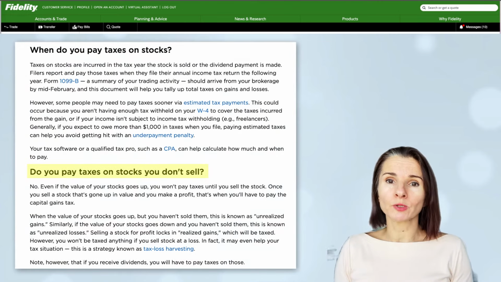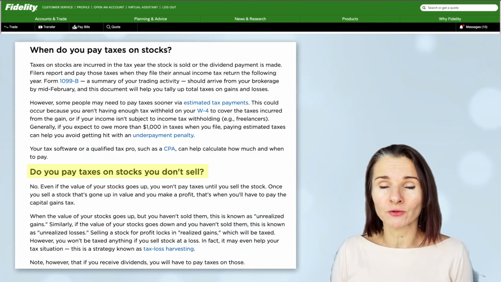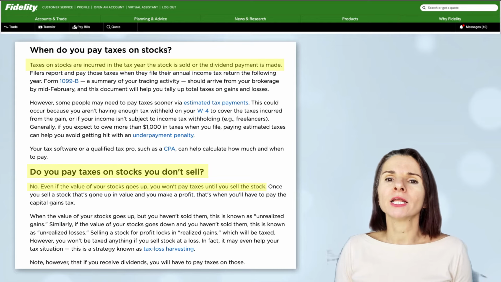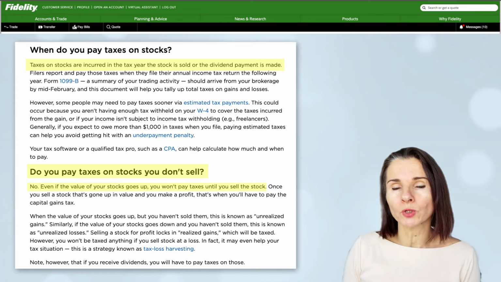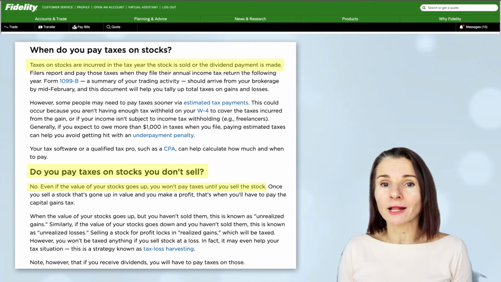Do you need to report stock or mutual fund purchases on your taxes? No. Fidelity provides a summary of transaction statement, but you don't need to report purchases until you sell them.